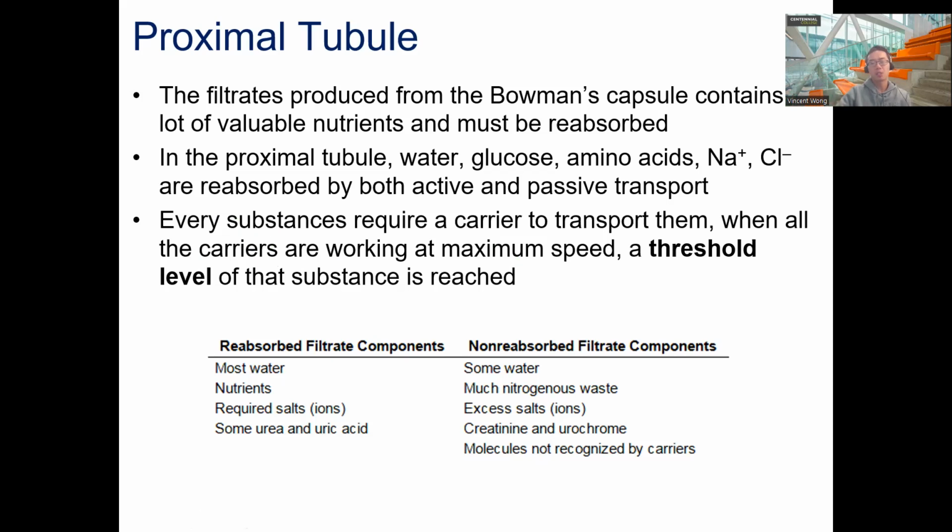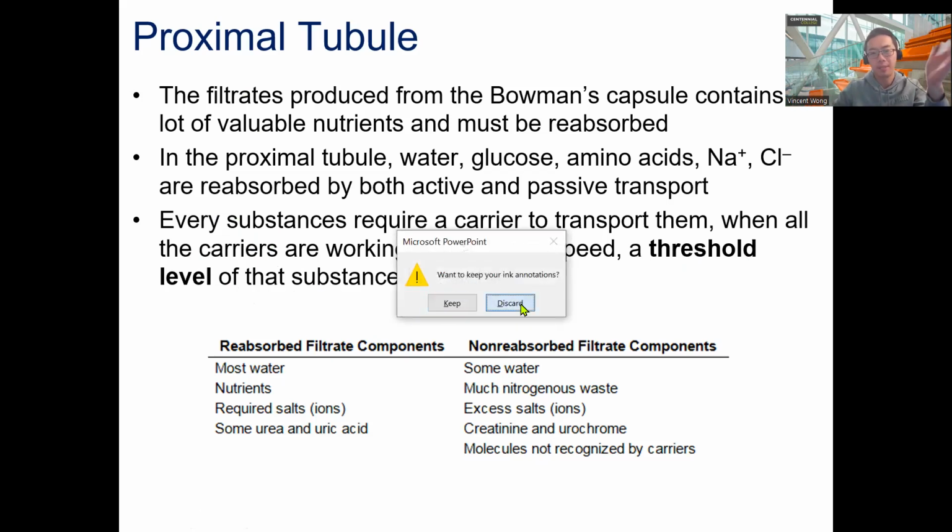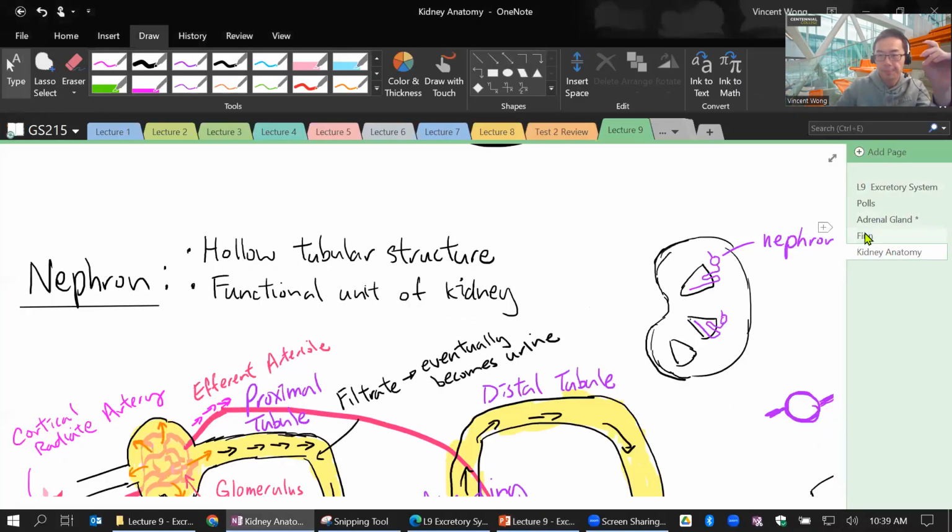So for each substance, there is a threshold level associated with it. Okay, this is a little bit confusing, so allow me to explain again.